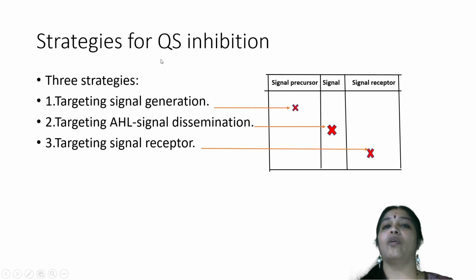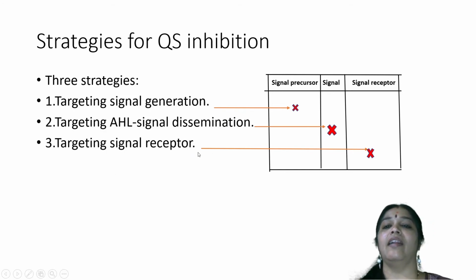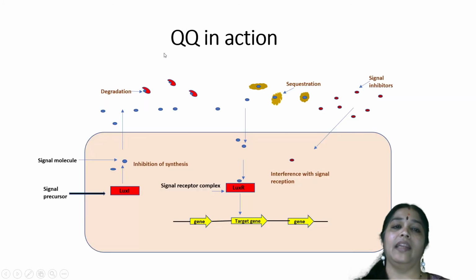Now, strategies for quorum sensing inhibition. There are three strategies. Here the signal generation you can inhibit, that is the signal precursor you can inhibit. Targeting the AHL signal dissemination, so the signal itself you can inhibit. Targeting the signal receptor, so the target gene, the signal receptor complex that I showed you, right? So if you target the signal receptor, then you can inhibit the quorum sensing.